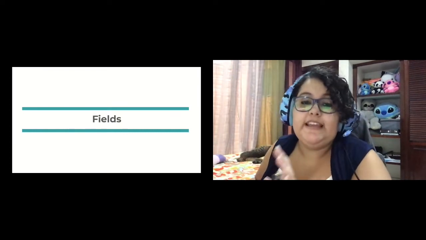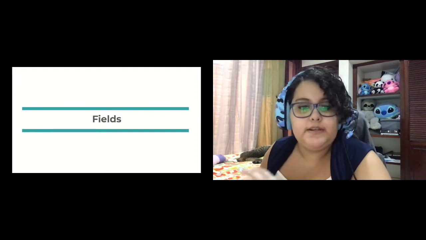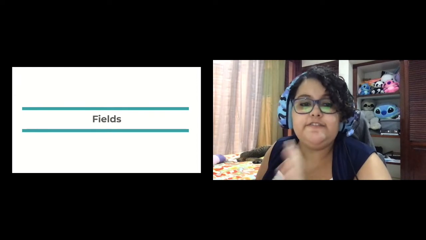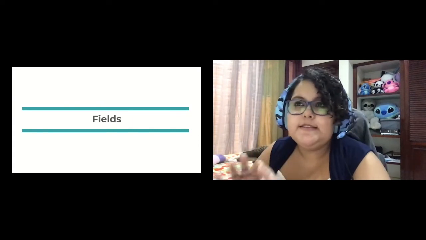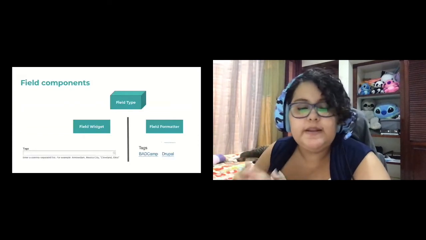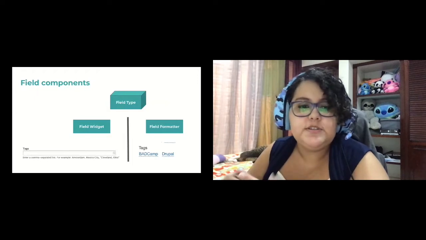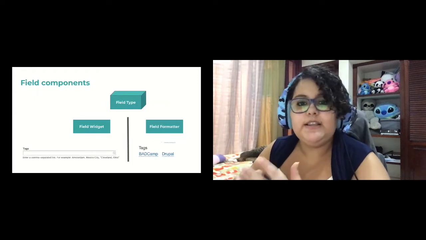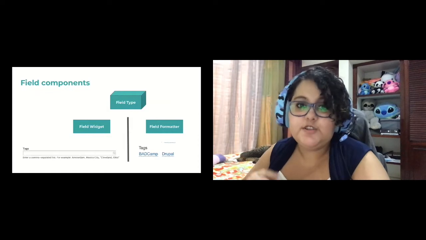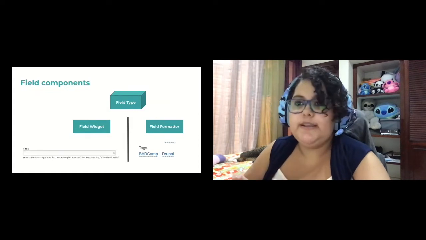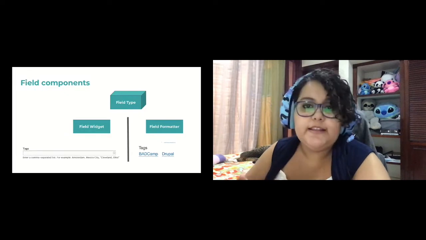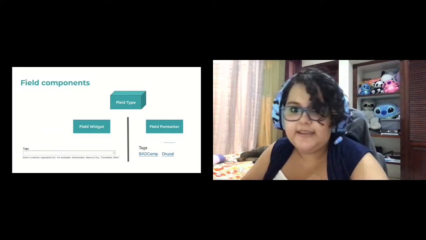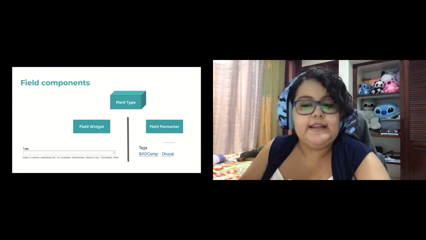The field API is made of 3 main components, which are the field types, field widgets, and field formatters. At the beginning, it's a little bit hard to find the difference, but in practice, the field type is what allows us to define the type of data that is going to be stored. That way we can say, okay, this is going to be a string. This is going to be a number. This is going to be an entity reference. This is going to be a date, and so on.